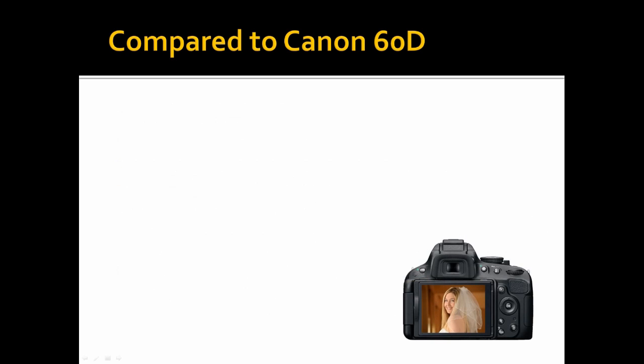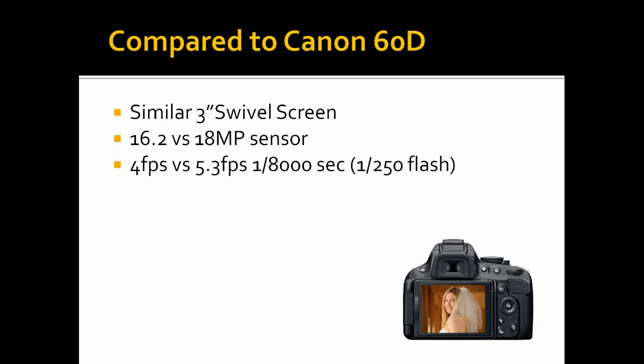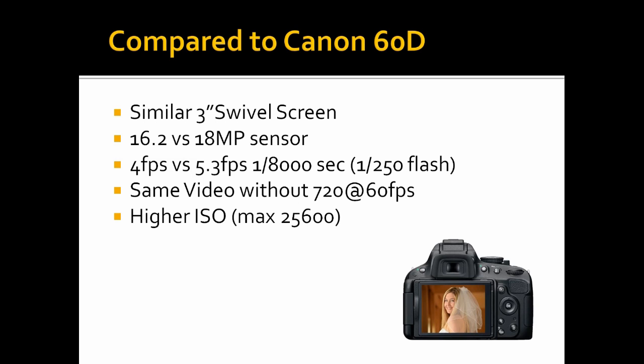Now compared to the 60D, same screen of course, and sensor wise the 60D, which is the same as the T3i, has the slightly larger sensor. The 60D is faster in its frame rates at 5.3 frames per second, and it has a higher maximum shutter speed at 1/8000th of a second with a 1/250th of a second flash sync. Same video once again, but without the 720 at 60 frames per second on the Nikon, and higher ISO on the Nikon. Now here the viewfinder is pretty much the same.